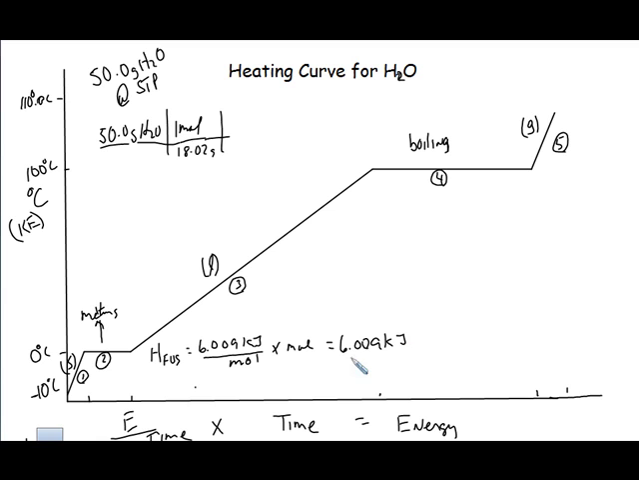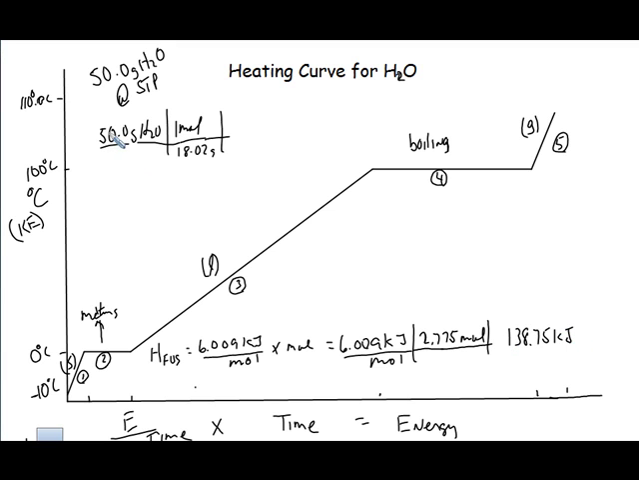So this is going to equal 6.009 kilojoules per mole multiplied by 2.775 moles. And that gives you, what does that come out to? And you've got to remember now this is kilojoules. 138.75 kilojoules. You agree with that?